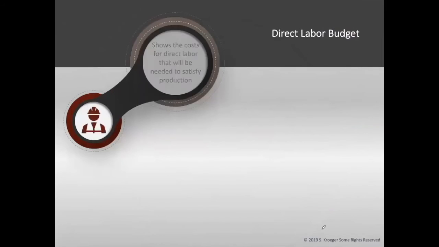The next budget is the direct labor budget. The direct labor budget is pretty easy to do. It shows the cost for direct labor that will be needed to satisfy the production. Once again, we need to do the production budget first to know what we're going to spend on our employees making these products. Remember, this is just direct labor, those who are directly working on the product. The manager's salary and other employees who are not working on the product would not be included with this budget.